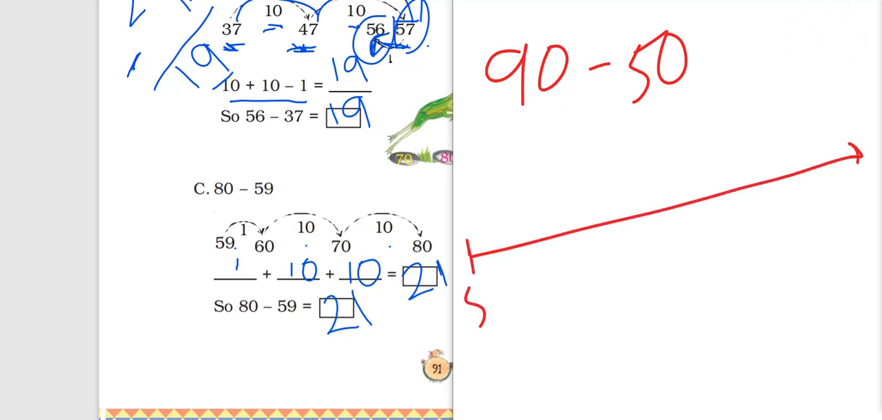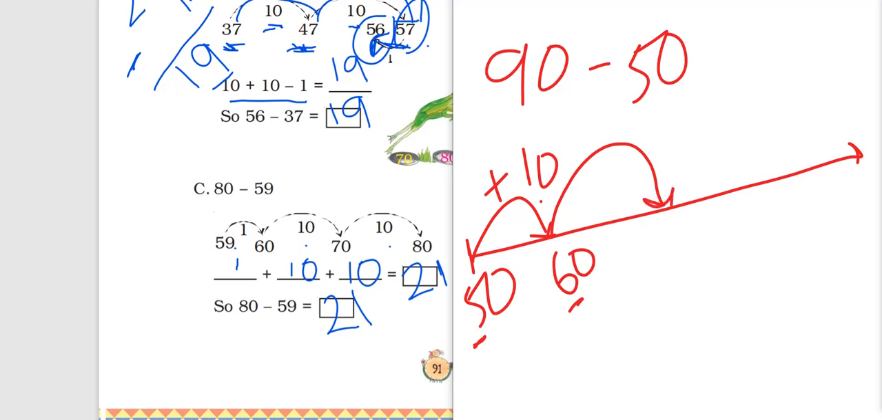Start at 50. Take a set of 10 steps. Add a 10 to 50. You get 60, right? 5 tens plus 1 ten is 6 tens. You take another set of 10 steps. Start with 6 tens and add another 10. You get 7 tens is 70.